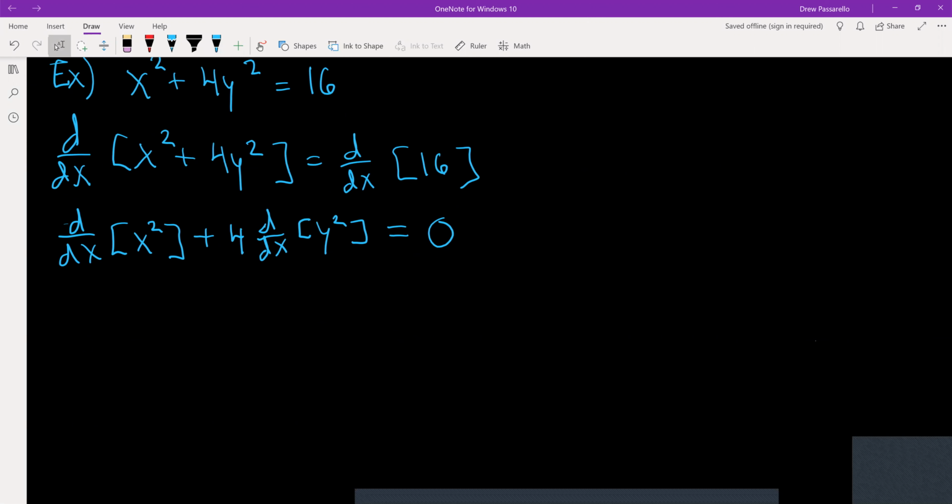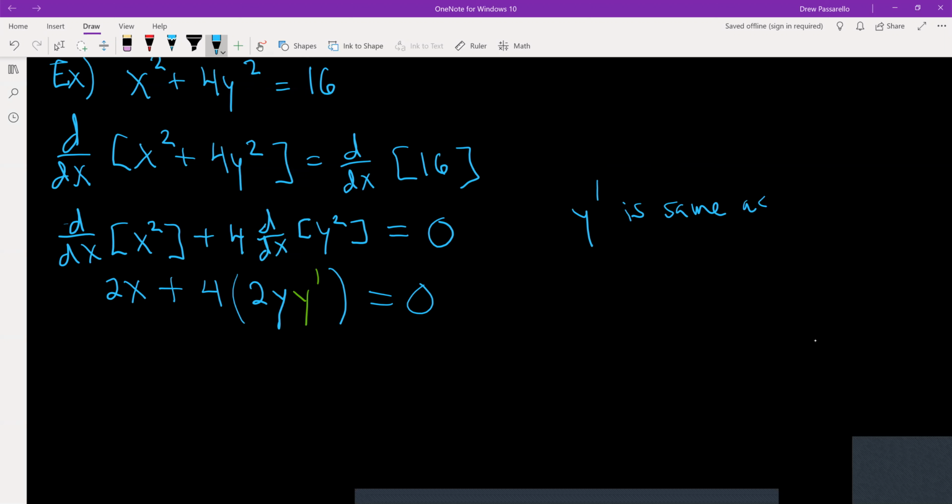All right, so when I find these derivatives, I'm going to apply the power rule. So derivative of x squared by power rule is 2x. And then I have plus 4, and then I'll put in parentheses, when I take the derivative of y squared, it's the same thing as if it were x squared. It's just 2 times y. And in the last video, I mentioned that each time I take the derivative of some expression that consists of the variable y, I'm going to attach y prime with that. And again, y prime is the same as dy dx. All right, so I have 2x plus 8y y prime equal to 0.